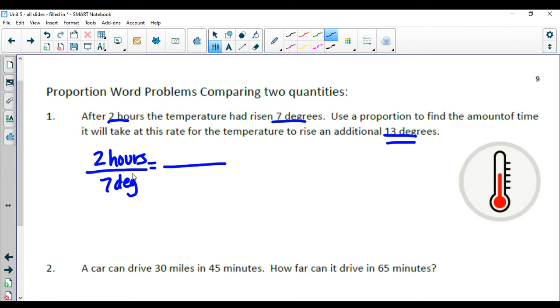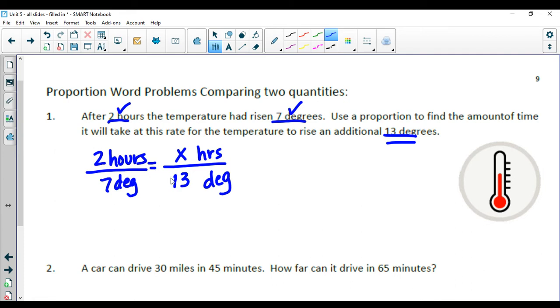My labels here are hours over degrees, so I would recommend that you write hours over degrees on this side as your labels first. We took the number 2, we've used it. We took 7 and we used it. We still have 13 degrees. We want the 13 to match its label, so that's going to go on the bottom. And we're trying to figure out the amount of time, so x hours.